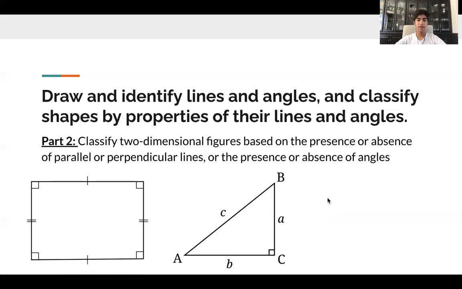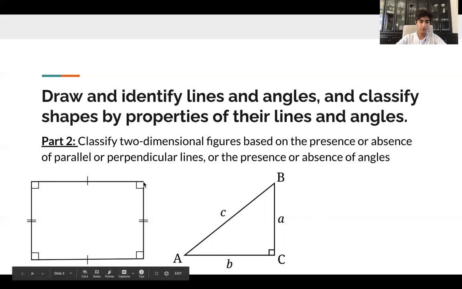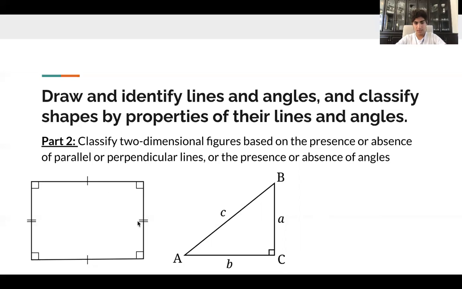Now, we also want to know how to classify two-dimensional figures based on the presence or absence of parallel and perpendicular lines, or the presence or absence of angles. If we look at the rectangle here, we can see that there's the presence of perpendicular lines and parallel lines. This line is perpendicular to this line, and this line is perpendicular to this line. But also, these two lines that have one mark on them are parallel. And these two that have two marks on them are also parallel. So a rectangle has two sets of parallel lines, but also two sets of perpendicular lines.